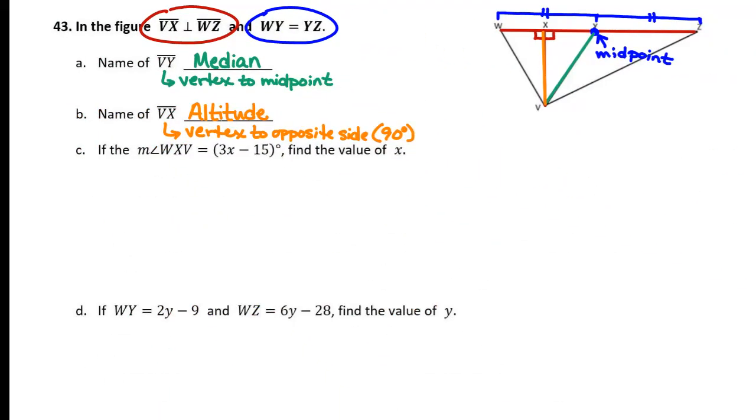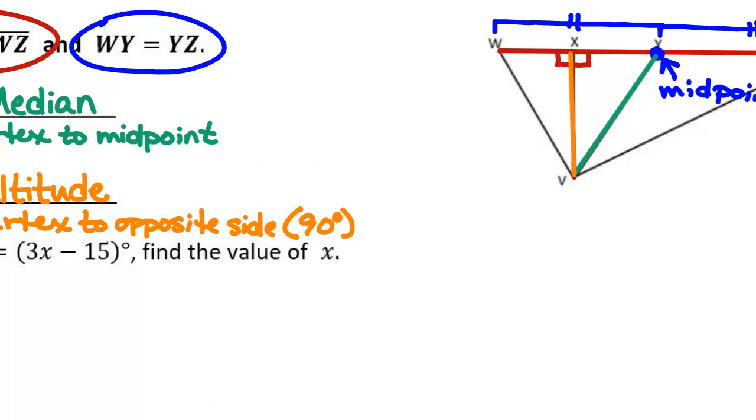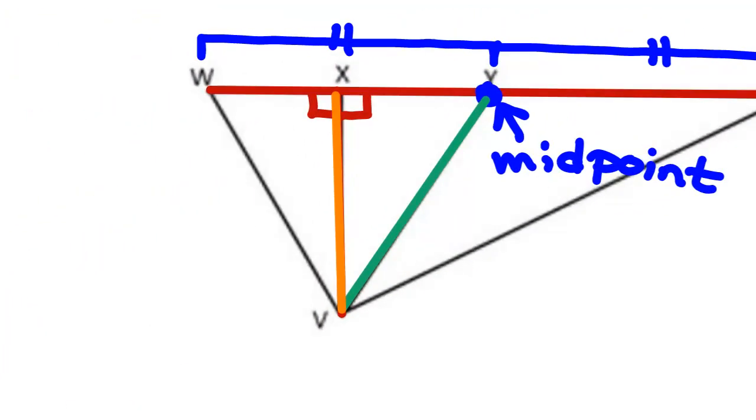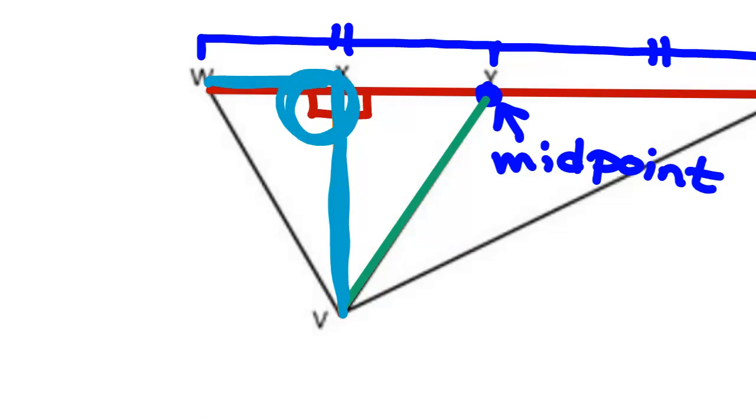If the measure of angle WXV is 3x minus 15, find the value of x. Well, angle WXV is this angle right over here. There's WXV. And what kind of angle did we say that was? Put a marking on it there. What kind of angle is this? It's a right angle. How big is a right angle? 90 degrees.